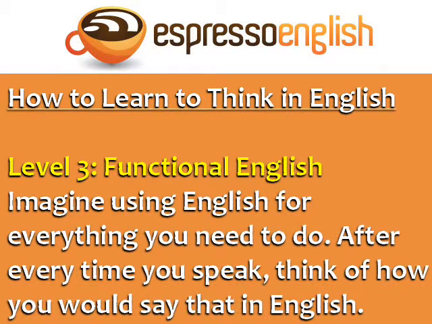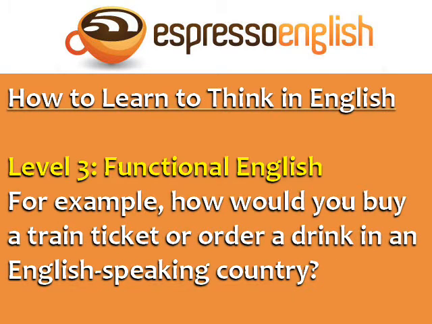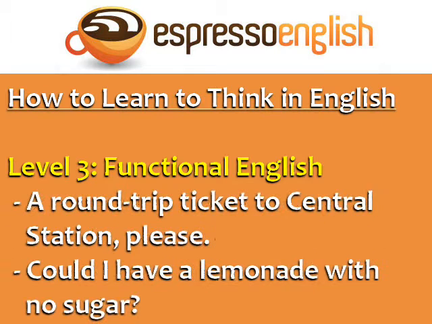Level 3 is functional English. On this level, you imagine having to use English for everything that you need to do. After every time you speak in your native language, think of how you would say that in English. For example, how would you buy a train ticket or order a drink in an English-speaking country? A round-trip ticket to Central Station, please. Could I have a lemonade with no sugar?